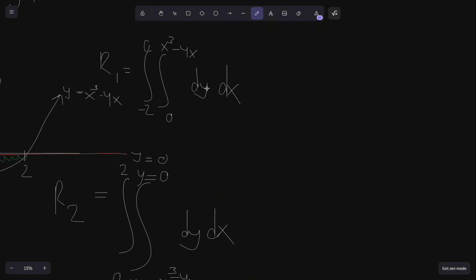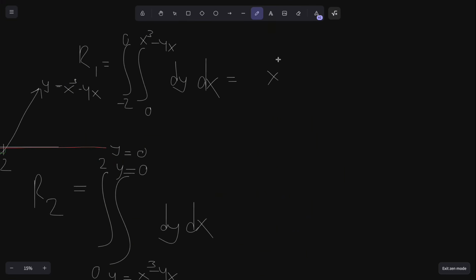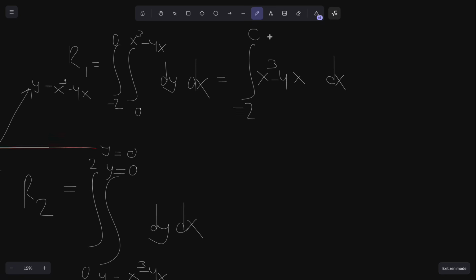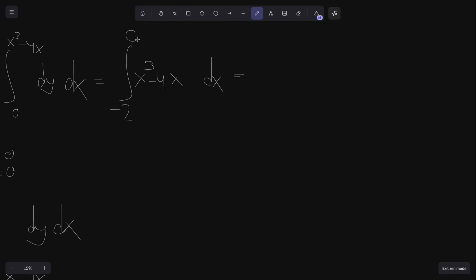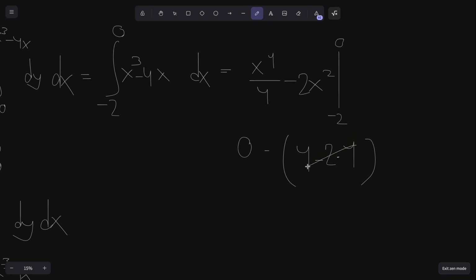Let's start out with R1. So this is going to be the integral of x to the third minus 4x dx, from negative 2 to 0. This is going to give you x to the 4 over 4 minus 2x squared evaluated at negative 2 and 0. So you plug in 0 into all these, you just get 0. And you plug in negative 2 into all of these. And so that's going to give you 16 over 4, that's 4, minus 2 times 4, that's negative 4. That's going to be equal to 4.